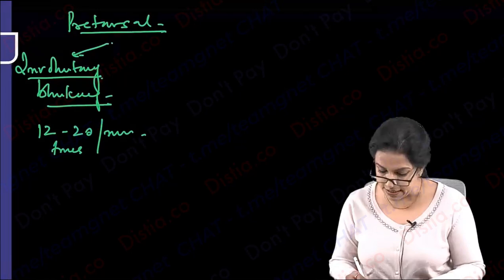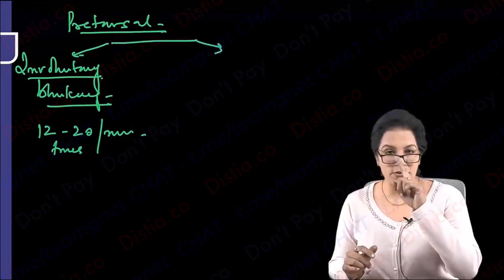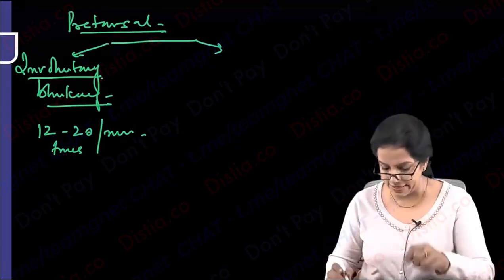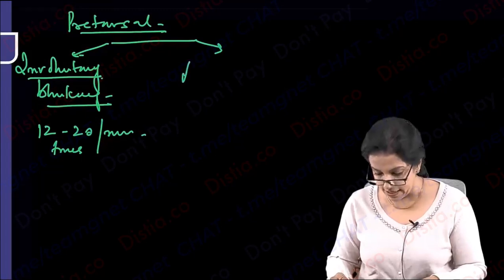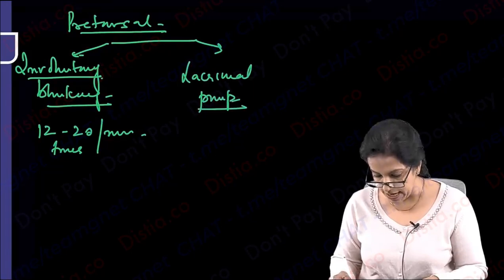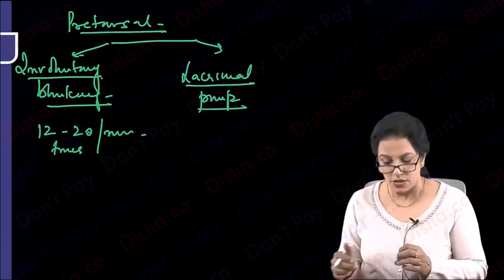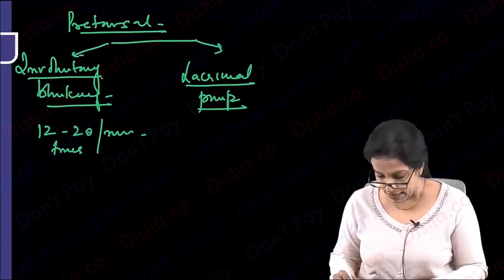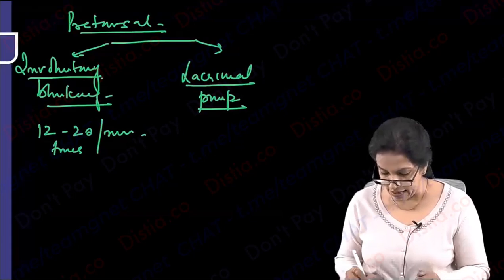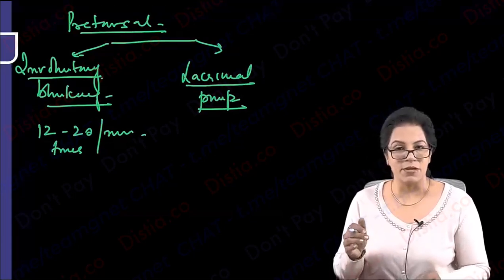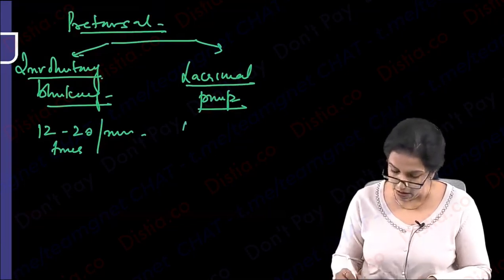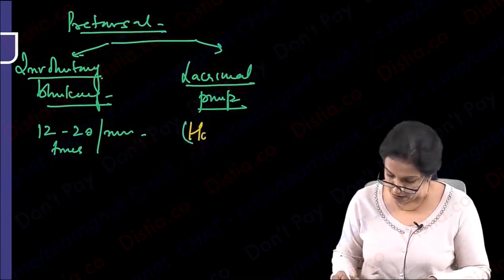Apart from that, the pretarsal muscle is also attached to the lacrimal sac, at the anterior and posterior lacrimal crest. Why? It helps in the lacrimal pump. So we all know that the lacrimal sac pumps the tear down. This lacrimal pump is mainly carried out by the pretarsal part of the orbicularis oculi. Is it clear? Okay. Sometimes we call it Horner's muscle.